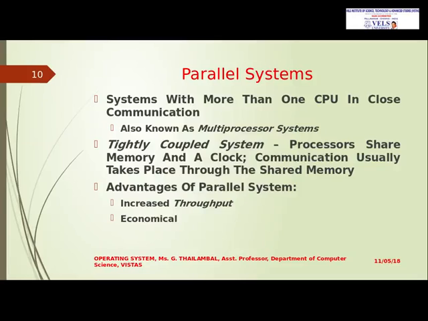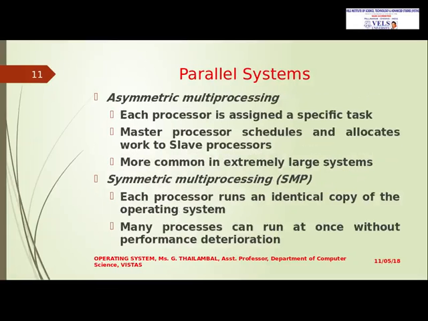How is it economical? Instead of doing each and every job separately, we are doing it at the same time with the shared memory and clock. That's why it is very economical and the output is also greatly increased, because at the same time we are getting more outputs from more jobs. And a parallel system is divided into two types. One is asymmetric multiprocessing, another one is symmetric multiprocessing.